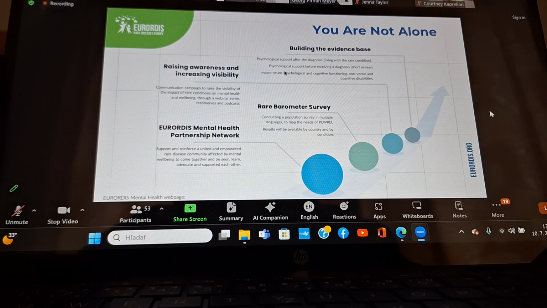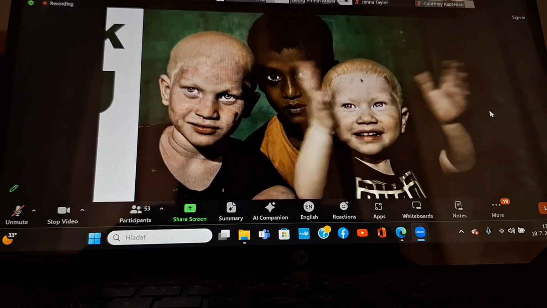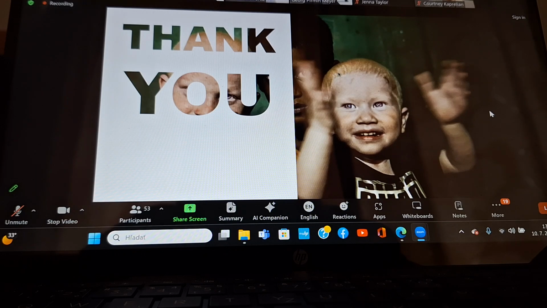Raising awareness around policy, and we're also looking at building the evidence base as well around this. So I'm going to stop there. Hopefully I'm on time, if not a bit earlier, I hope.